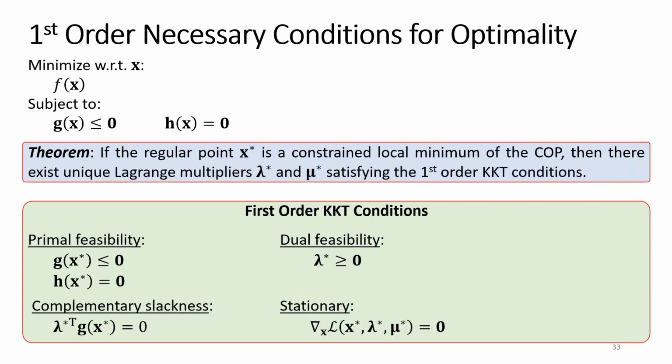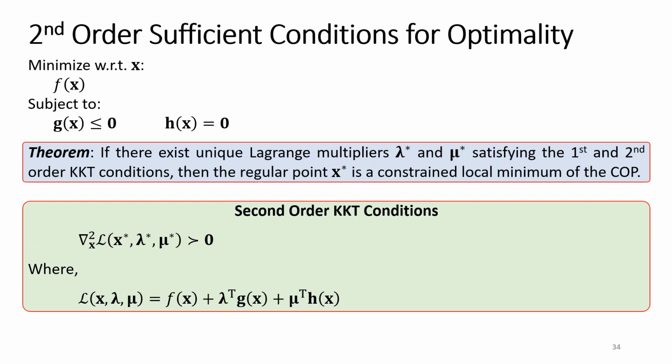Since they are so important, I'll list the first and second order KKT conditions again. So we just saw the first order necessary conditions for optimality, and we saw the second order sufficient conditions for optimality.